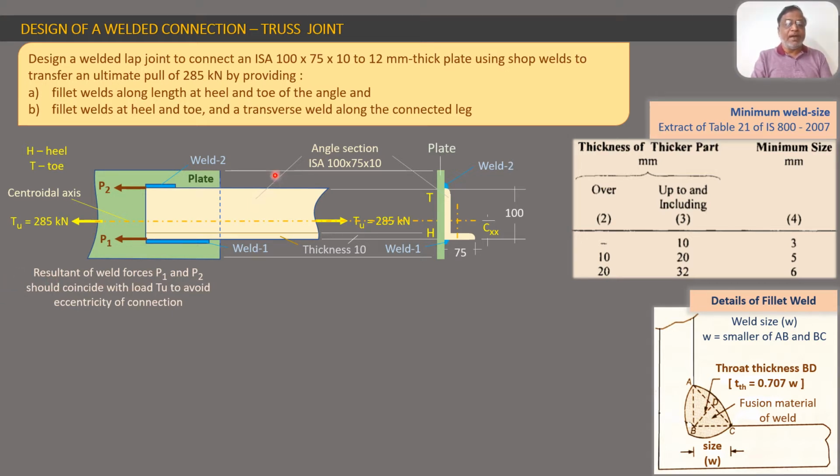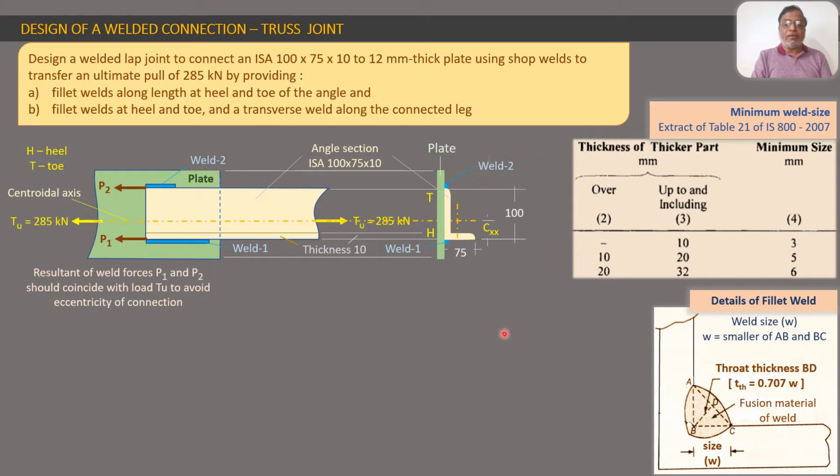We see this plate in green and we see this angle section. This is a single angle section. Since it is 100 by 75 by 10, this is an unsymmetrical angle section. One leg is 100 mm in length, the other is 75 mm in length. 10 mm is the thickness of the angle and its legs. So this is a plate connected to an angle.